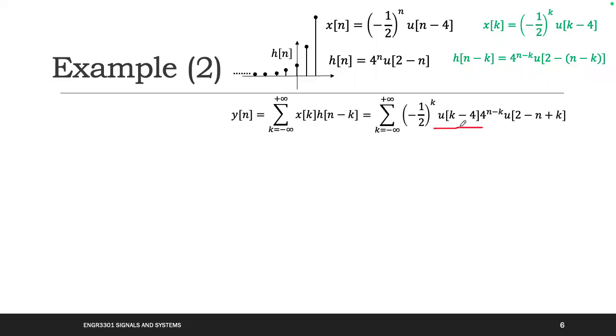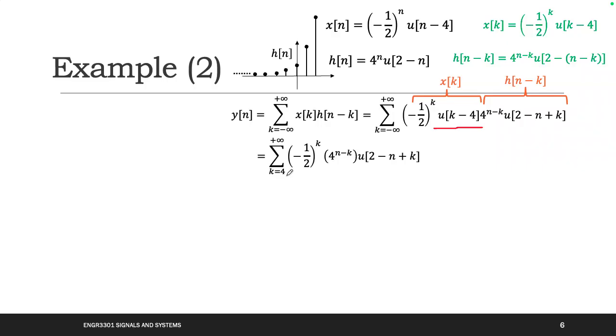Yeah, I think you're right. Which means only when k minus 4 is greater than or equal to 0, it will be 1, am I right? Otherwise it will be 0. So which means k is greater than or equal to 4, and then you can remove it. This is x[k], this is h[n minus k]. So if k is greater than or equal to 4, we can remove this part, u[k minus 4], am I right?